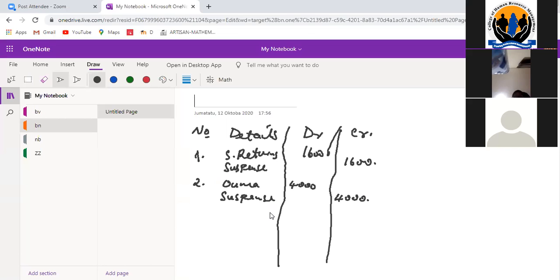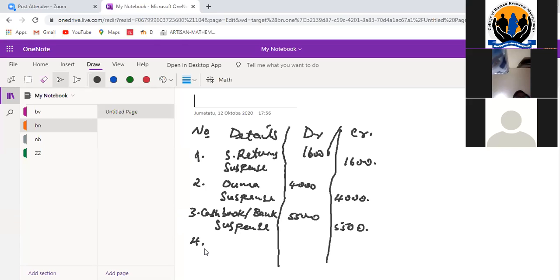Number three, it was a check that was received from Quebec of 5,500, which was missing in the cash book. Once we receive a check, it was supposed to be entered on the debit side or the receipt side of the cash book. So you say we debit the cash book, or the bank, because it was a check of 5,500, then we credit the suspense by 5,500.